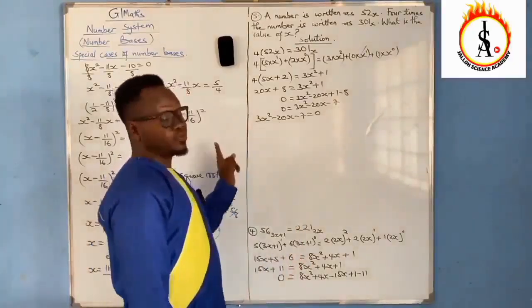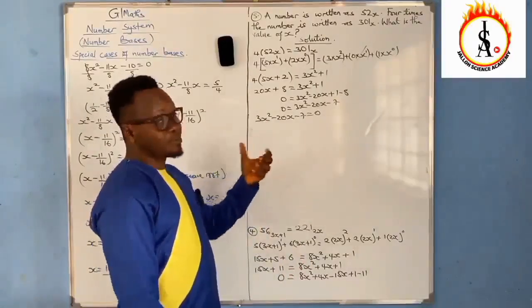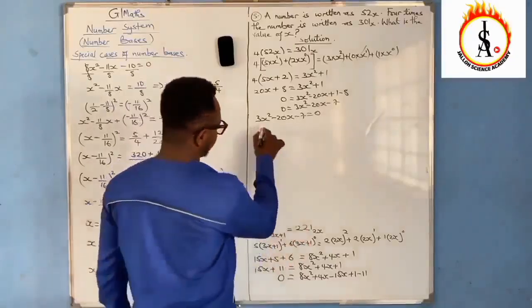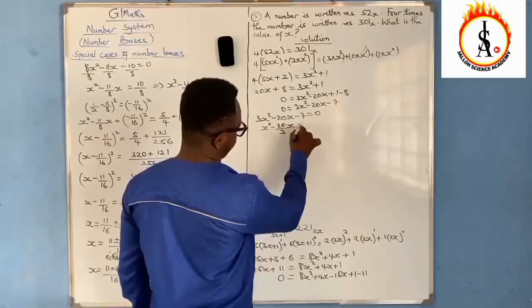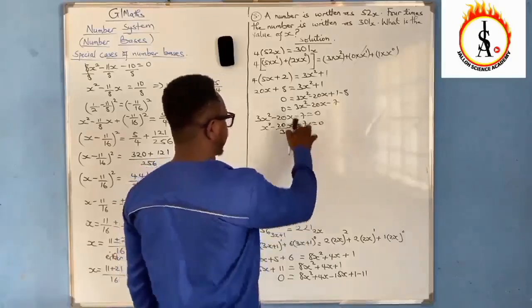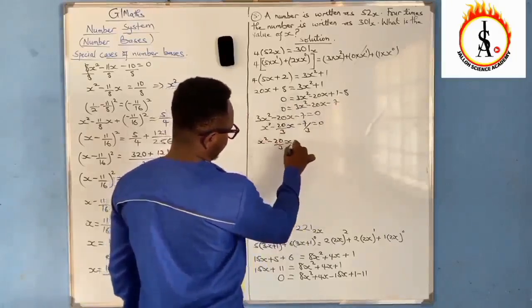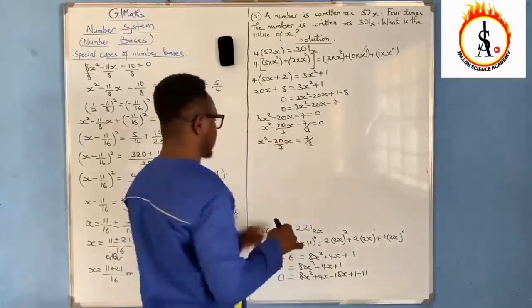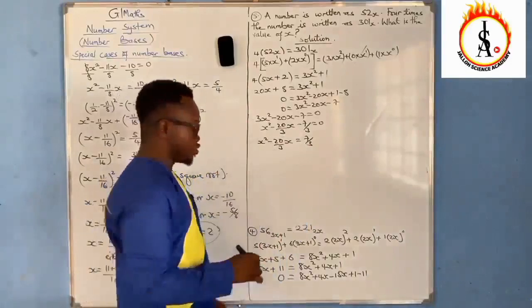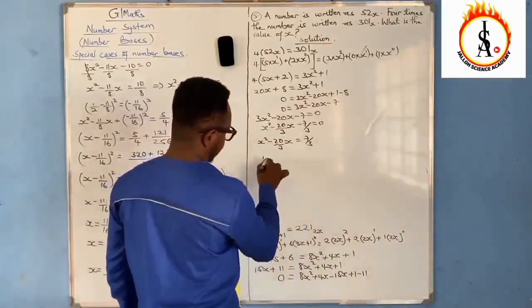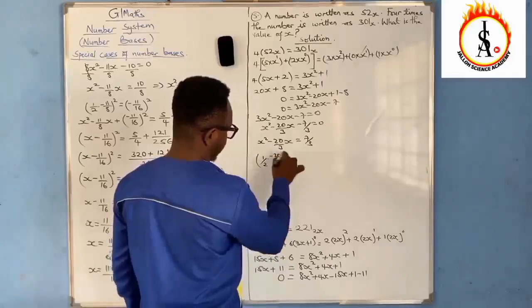Like we did in the previous, we try to make the coefficient of x squared unity by dividing by 3 throughout. So if we divide by 3, this becomes x squared minus 20 upon 3x minus 7 upon 3 is equal to 0. So we're going to transpose this. We have x squared minus 20 upon 3x is equal to 7 upon 3. So the coefficient of x is what we're going to multiply by half, and we square the result. So half multiplied by negative 20 upon 3, this one squared.